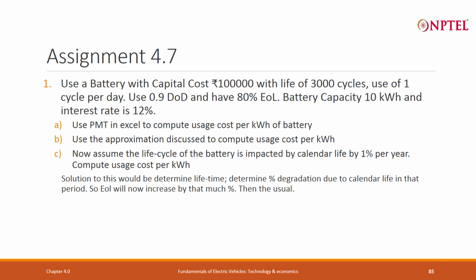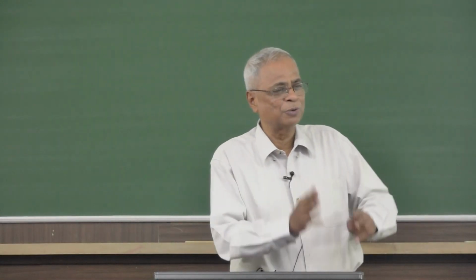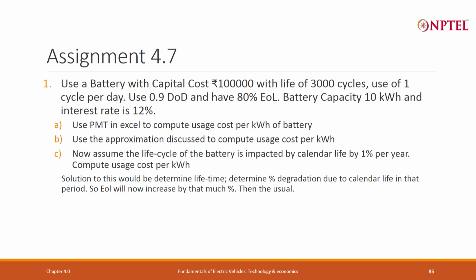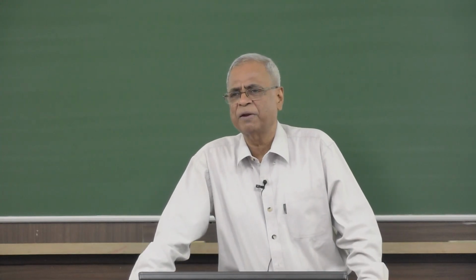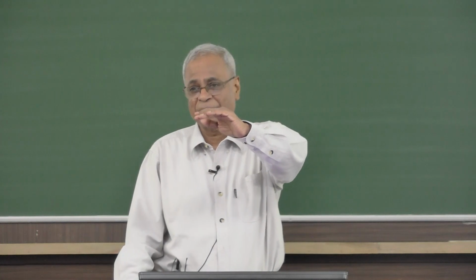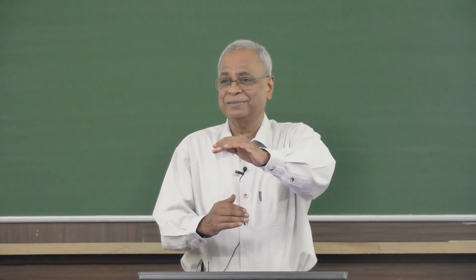Now, assume the life cycle of the battery is impacted by calendar life by 1% per year. So, now you have to redo that formula, assume that 1% per year also you are getting impacted, and redo the Excel sheet. This will require work. The solution would be to determine the lifetime, and determine the percentage degradation due to calendar life in the same period. So, end of life will now increase by that much percentage. Suppose you compute the approximate number of years for depreciation as 5 years, so calendar life will take it down by 5%. Now, the end of life you had taken to be, let us say, 80%, now you have to take it to 85% and redo the calculation.